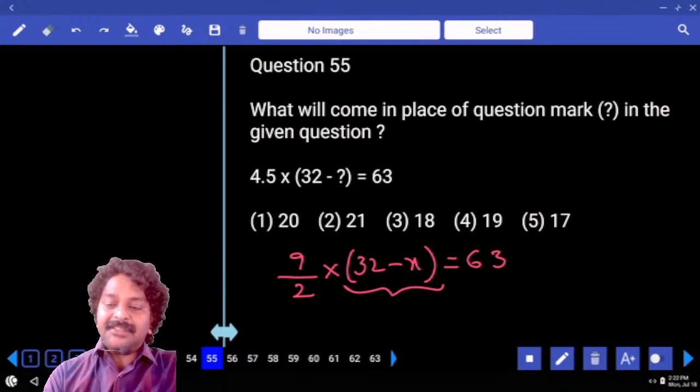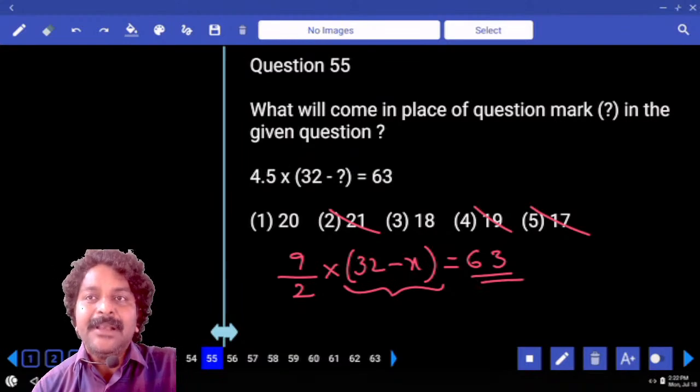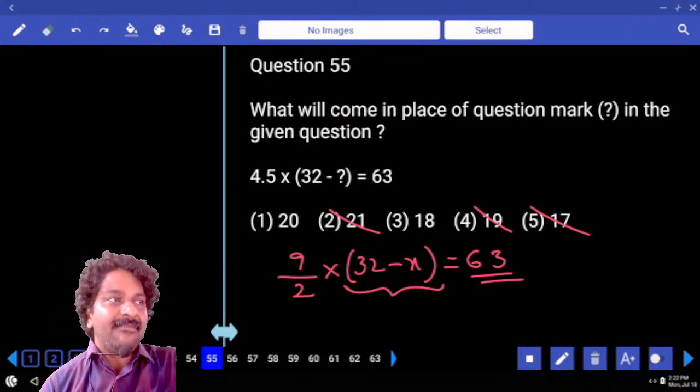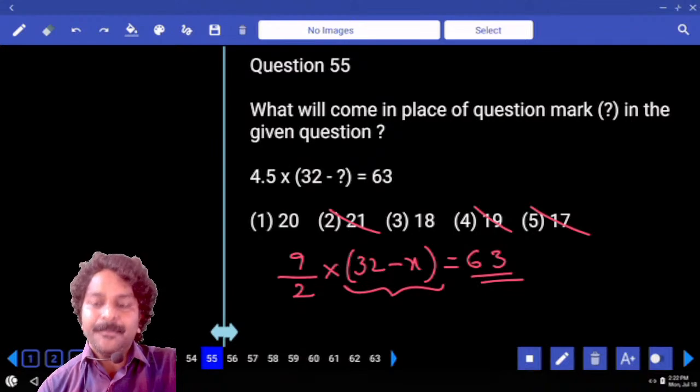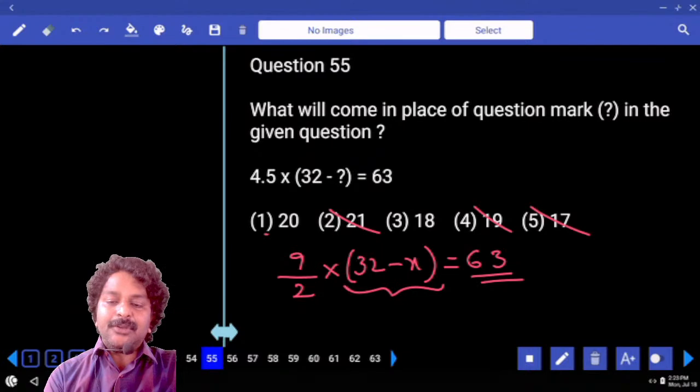Go to options, already 3 eliminated. Come on. Right. Right hand side 63 we have. Is it a 7 multiple? Left hand side 9 we have. Is that 7 multiple? That means 32 minus x must be 7 multiple. 32 minus 20.